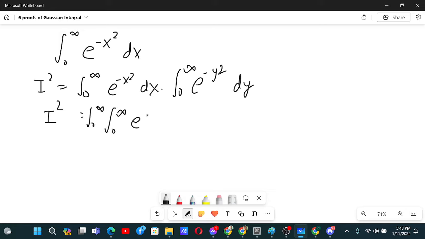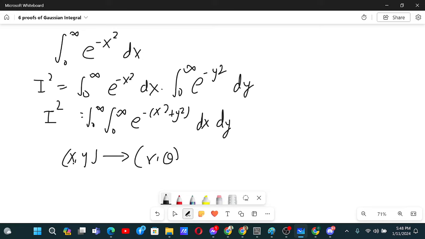e to the power, and use the power law of indices to get such a function. Now we will try to change x, y variables to r, theta variables. That's from Cartesian coordinates to polar coordinates. Now let me give you some idea of how these differential elements work. So basically dx dy. dx is just a differential element that moves along the x-axis. And dy are differential elements that move along the y-axis.